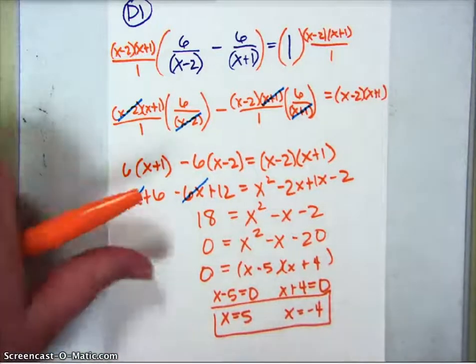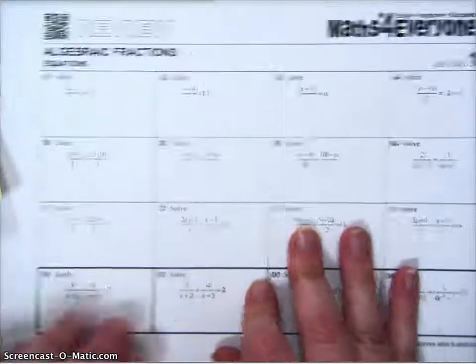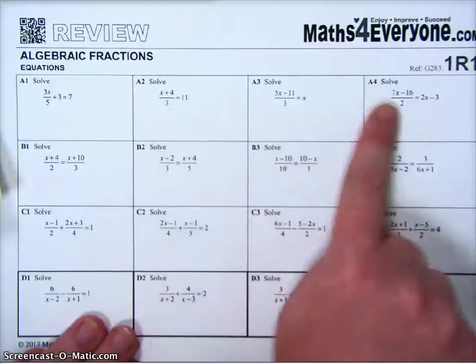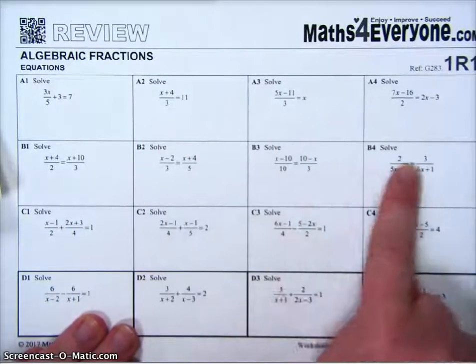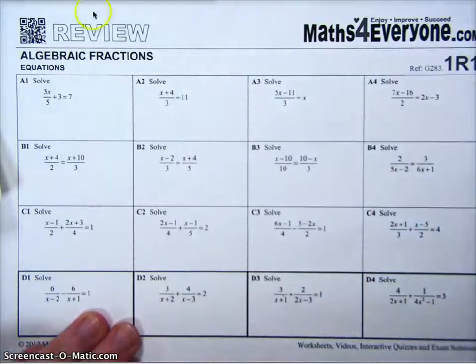Okay, so once again, your homework is, I've shown you how to do A1 through D1. I want you to pick 2 from this row, pick 2 from this row, pick 2 from this row, and pick 2 from this row. Good luck.